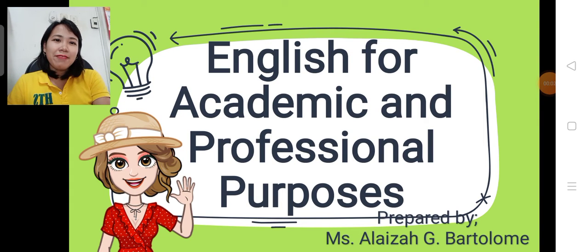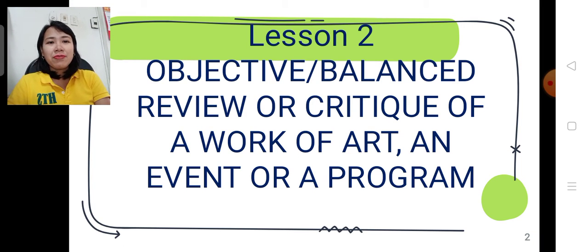Good morning, grade 11. So for English for Academic and Professional Purposes, we have lesson number 2, objective, balanced review, or critique of a work of art, an event, or a program. So, review or critique. Critique, yung word natin dito, hindi pagiging judgmental. Magkaibang bagay yon. So, careful din tayo. Unang-una, careful tayo sa lahat ng ating sasabihin, sa lahat ng ating mga puna, sa lahat ng ating opinion. So, dapat inilulugar pa din natin siya.